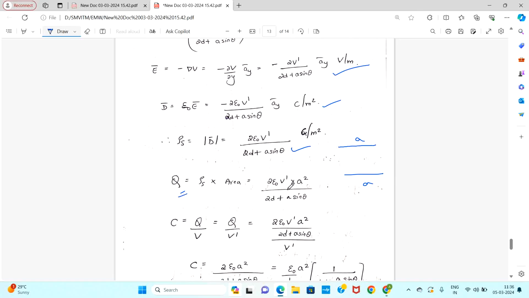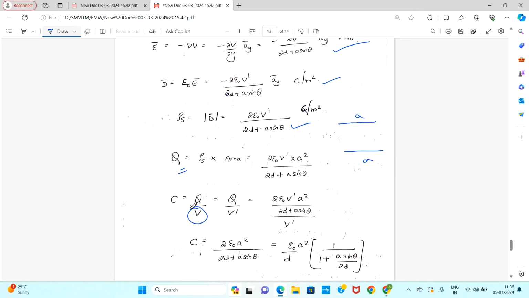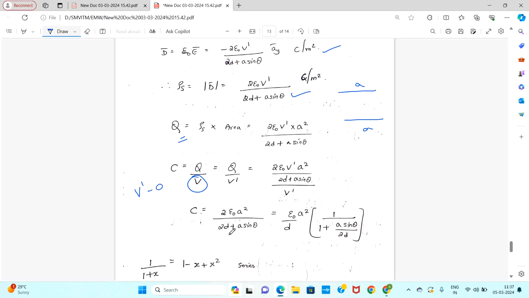Once you get the Q value, next, capacitance is Q by the potential. So here this potential is nothing but the difference between the potentials at 2 points. At one point it is V dash, at the other point it is 0. So V dash minus 0 will be V dash. So by substituting that, this V dash gets cancelled, and this is the equation you have now.